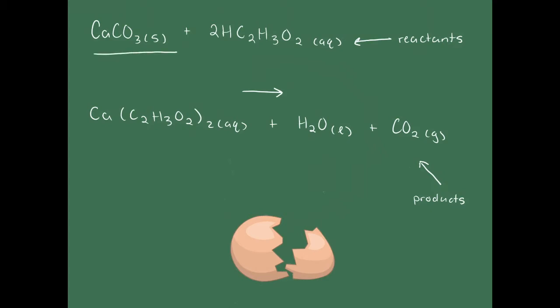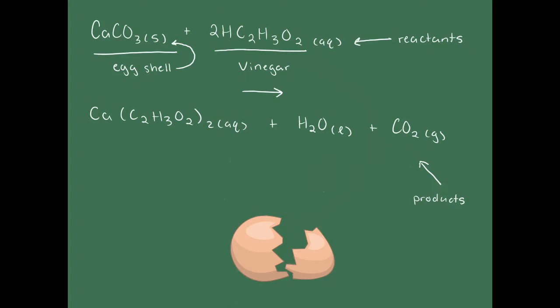Now, this calcium carbonate is going to represent the eggshells, and you can tell because it's a solid, and eggshells are solids. And then the acetic acid is going to represent the vinegar because there's going to be at least 4% acetic acid in vinegar, and that's what's going to react with the calcium carbonate. And that's what's also going to produce the calcium combined with the acetic acid and also produce H2O and CO2.